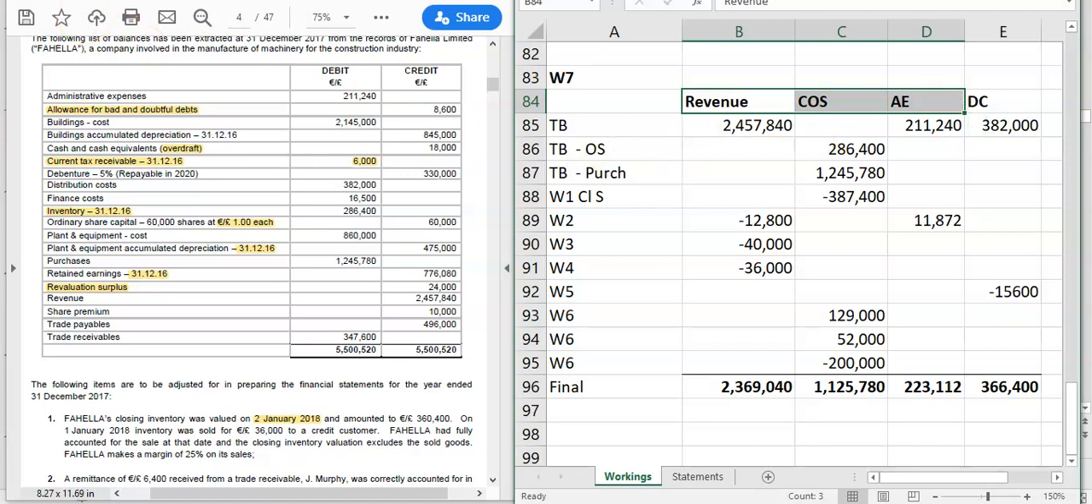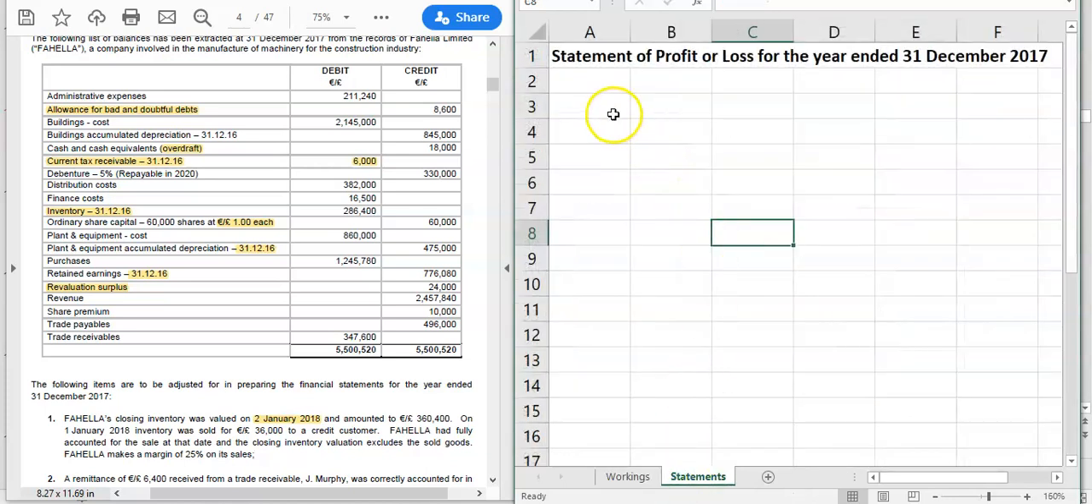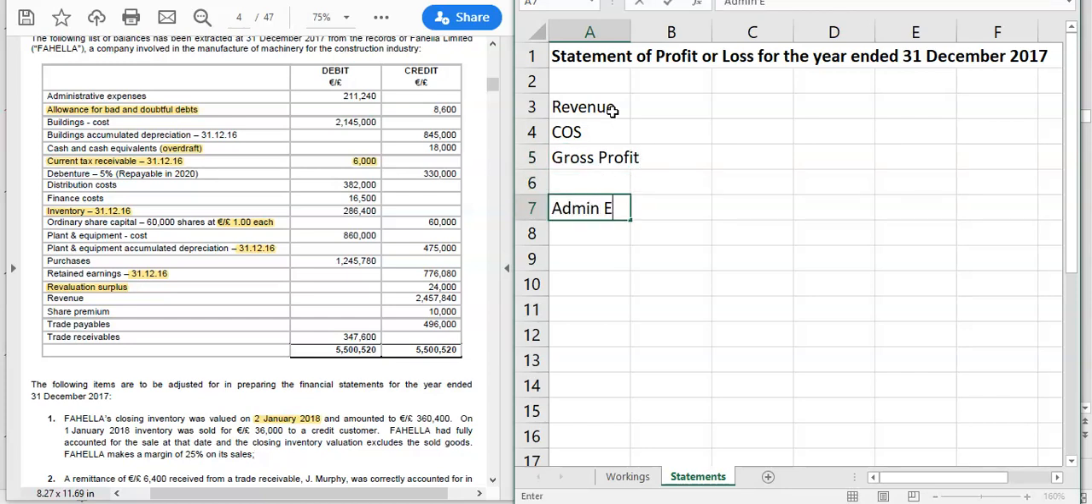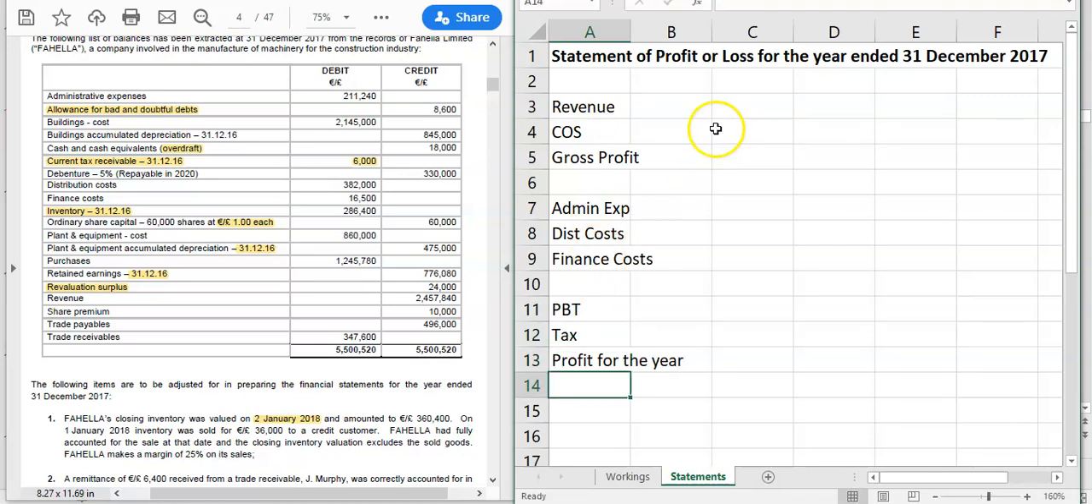So in preparing the statements then, you might have just a template. Some students have a template done, but it's just revenue. You're going to do cost of sales, gross profit, and then you go down along. So some students might write those at the start and slot them in. You can wait till the end as well. Admin expenses, distribution costs. Then we have finance costs, and that will get us to profit before tax. And then profit for the year. So you can always leave lines every so often if you're not sure exactly where they're coming from.